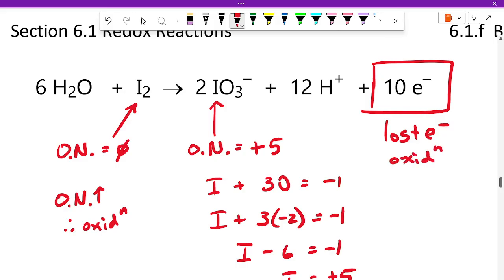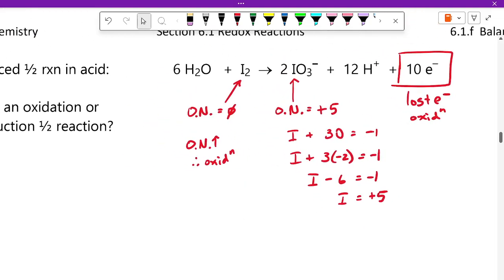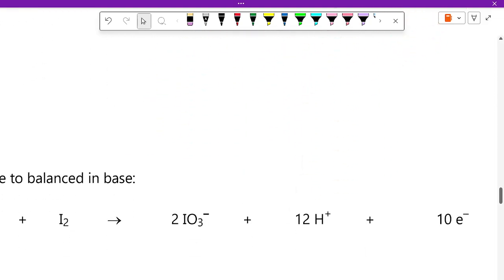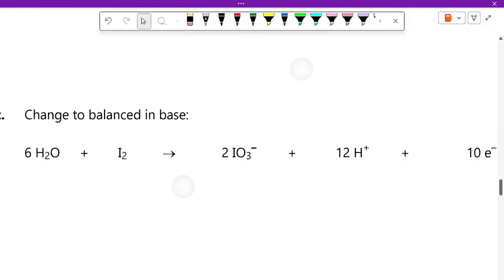Excellent. So we have proved it 3 ways. Stuck oxygens on it, lost electrons, oxidation number went up. I don't know why I left so much space for that, but that's okay.